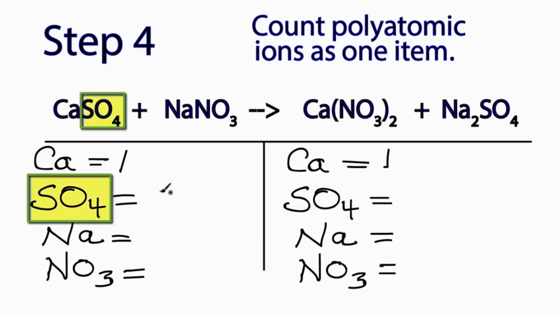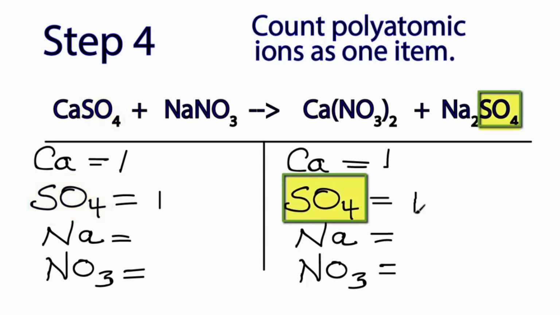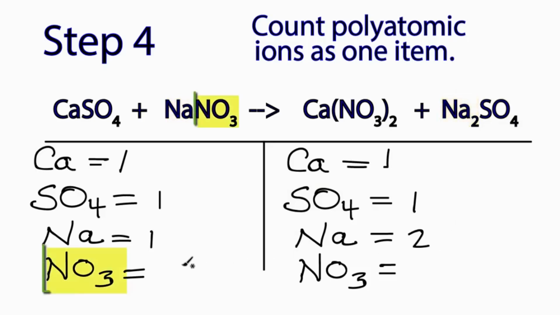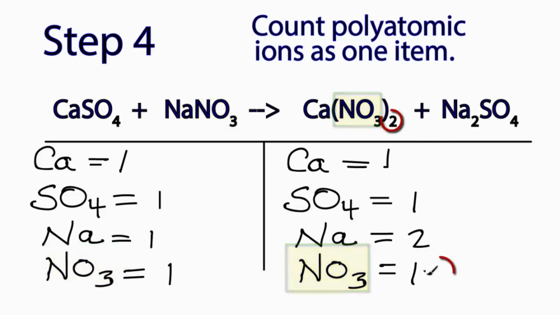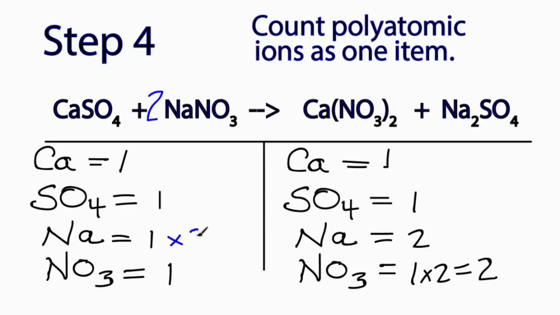And I have 1 of those here, and over here I have one SO4. Na's, 1, 2 Na's on this side, and over here one NO3, and I have one NO3, but that 2 on the outside means I have 2 of them. So I have 2 NO3s. So if I put the coefficient of 2 right here, that means I'll have 1 times 2, 2 Na's, but this 2 also multiplies across, so 1 times 2 for the NO3s, that gives me 2, and now everything is balanced. So by treating those polyatomic ions as just one thing, it makes it a pretty simple equation to balance.